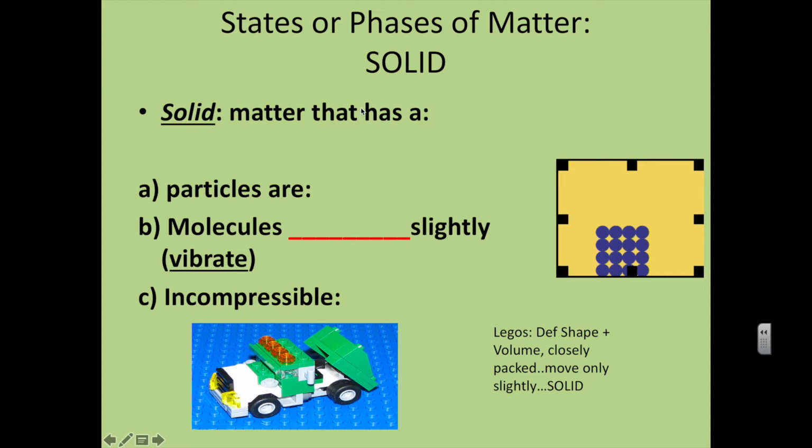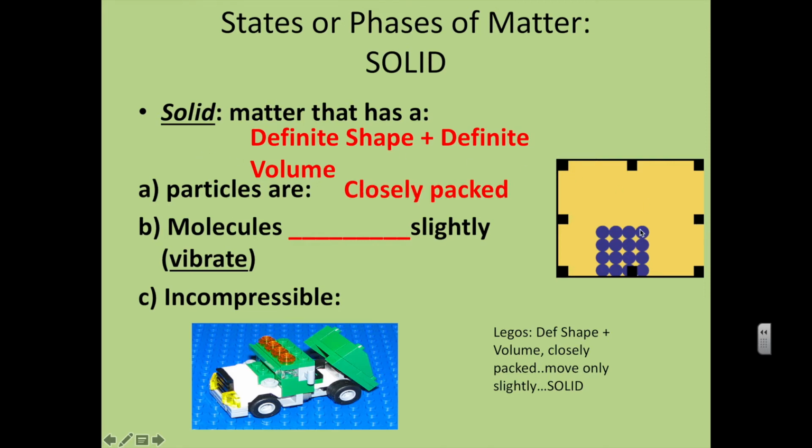Now, there are three states of matter: solid, liquid, and gas. A solid is matter that has a definite shape and a definite volume. So it will not take the shape of its container. It is just the shape of the solid, and it will not take the volume of the container as well. The particles are very closely packed, like you can see right here on the right side.